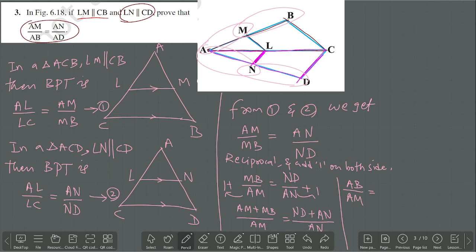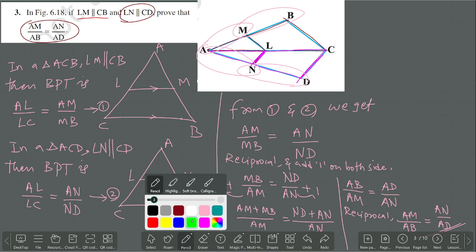What is it? AD. Whole divided by AN in the denominator. Again I want to take the reciprocal, then only we will be getting the original result they asked us to bring. Understand? For adding 1 only I took the reciprocal. Then again I take the reciprocal, then only you will be getting the result as given. So when we take the reciprocal, AM goes to the numerator, AB comes to the denominator, which is equal to AN in the numerator and AD in the denominator. Hence proved.